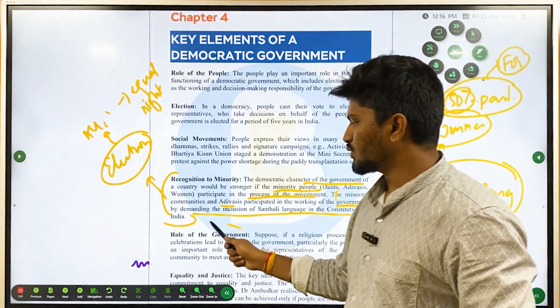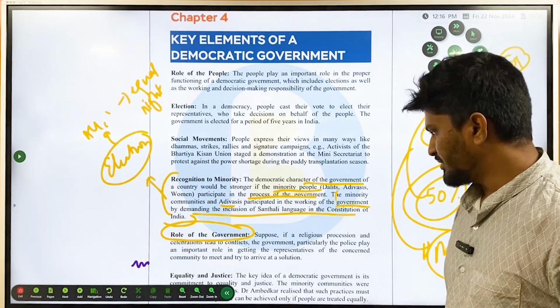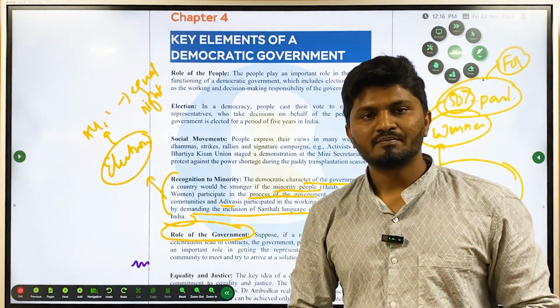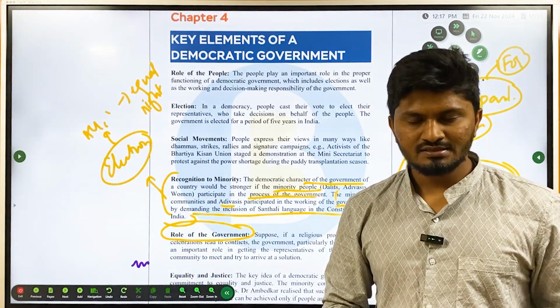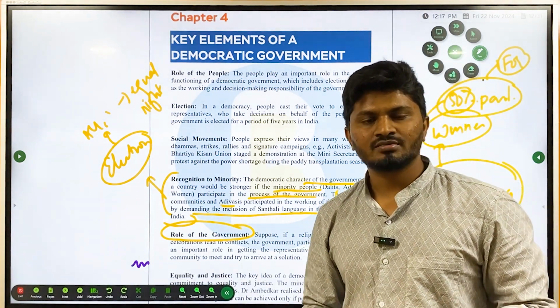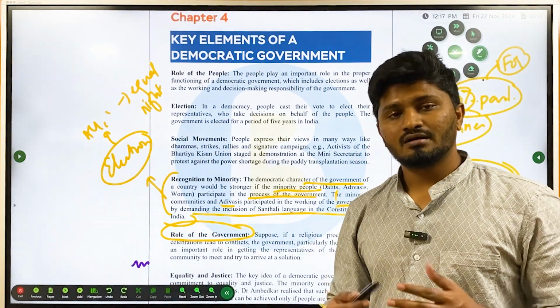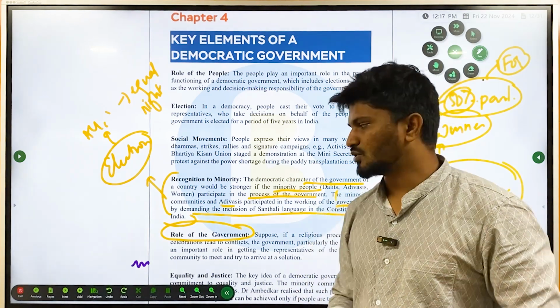And what is the role of government in a democracy? The role of government is providing for the welfare of the people, maintaining public order, making the rules and procedures, making the policies, and defending the country from outside influence. And then promoting the welfare of the people as well as the welfare of the country. These are all the roles of government.